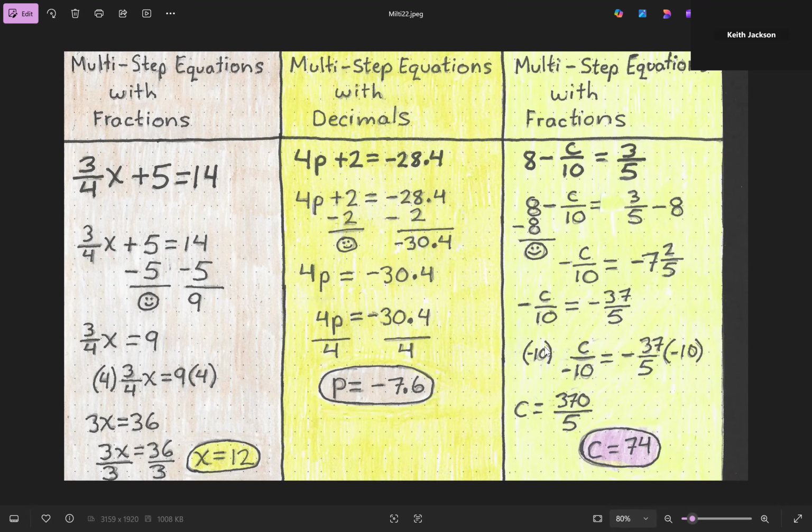And when we multiply both sides by this negative 10 right here, it cancels out, leaving a positive c, or just c, while we multiply a negative 37/5 times a negative 10. That will give us a positive 370 over 5. And 370 divided by 5 would give us 74. Therefore, c is equal to 74.